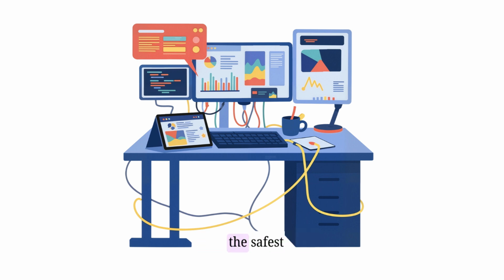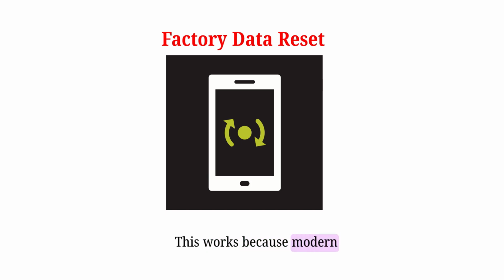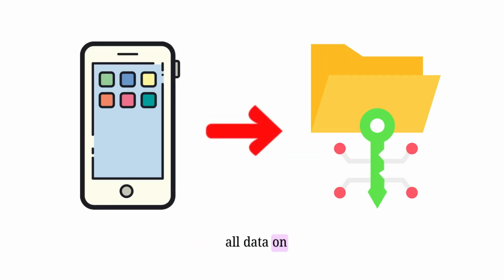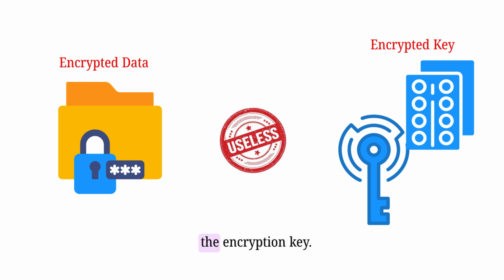Can we permanently delete it? On modern devices, the safest way to permanently remove personal data before selling or giving away a phone is usually to perform a factory reset. This works because modern phones typically encrypt all data on the storage chip by default. The encrypted data is useless without the encryption key.